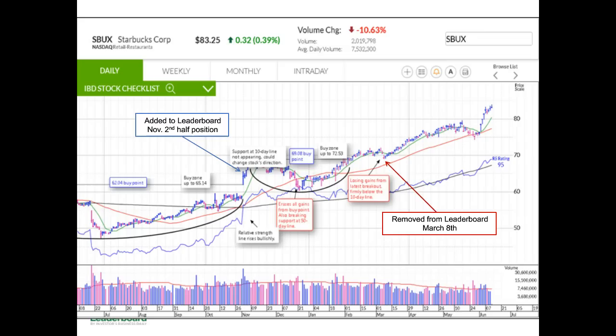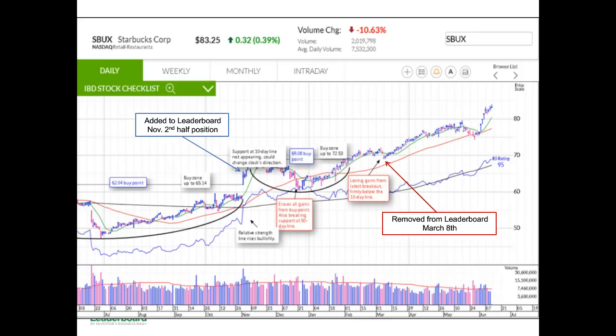We were able to hold this one for a little while, eventually exited the position on March 8th for a nice gain. But again, just because the market is in a correction doesn't mean that we're going to just stop looking for stocks. We always want to see what is holding up well, and Starbucks definitely fit the bill in early November. It was a nice gap up on earnings.